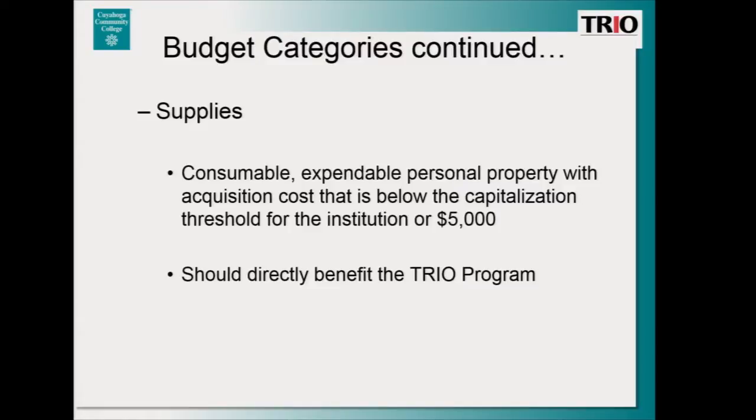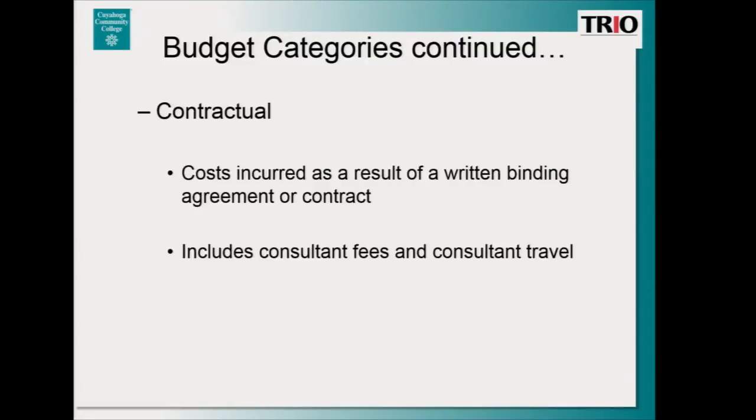Our next category is supplies, which are consumable, expendable personal property with cost below your capitalization threshold discussed in the previous slide. And obviously, as with all direct costs, they should directly benefit the TRIO program. So you shouldn't be spending just because you have available budget to benefit other programs. It should benefit this specific TRIO program if it's going to be charged as supplies in your federal budget.